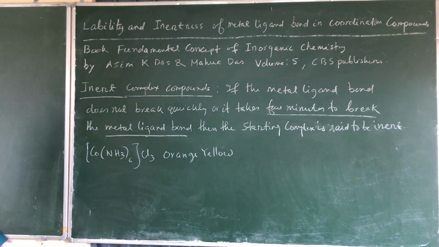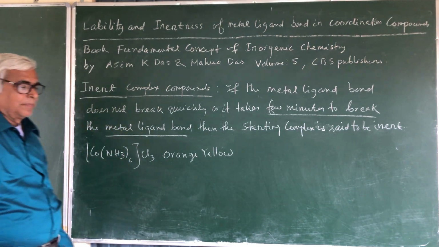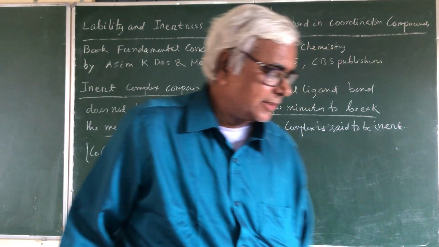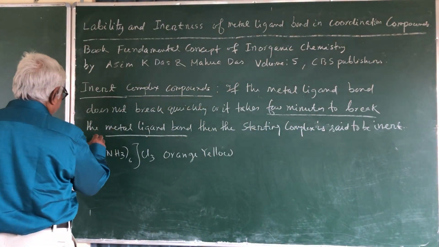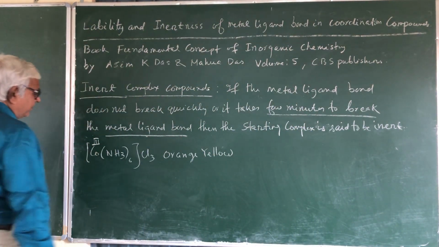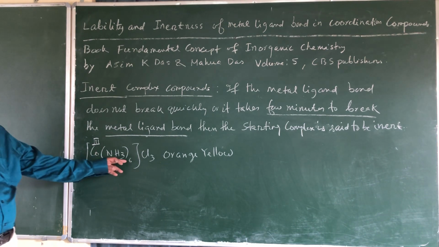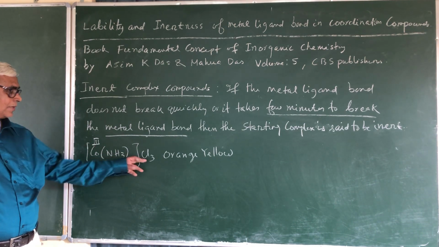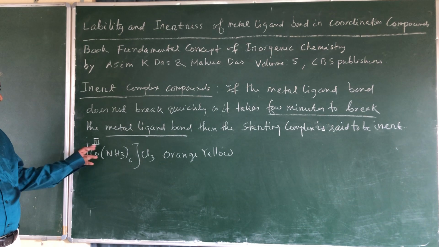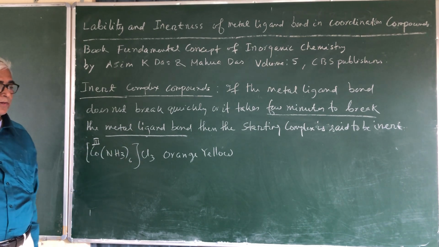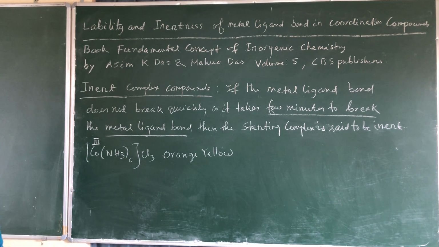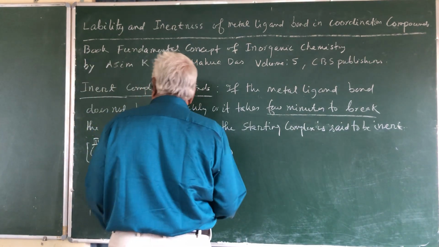Werner prepared this complex. Here the oxidation state of cobalt is +3. Werner prepared this hexaamminecobalt(III) chloride. This complex is orange yellow. Even if you add concentrated hydrochloric acid to this complex, the reaction does not take place.